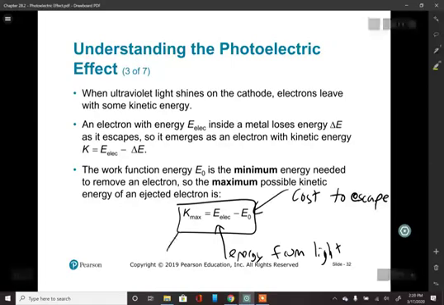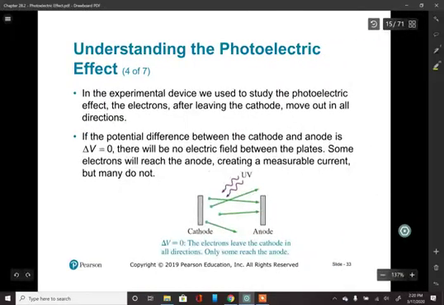And so what we have left over is then how fast it moves, right? This is energy conservation. That's all it is. We put energy in, we pay a cost of that energy, the amount that it takes to get away from the metal, and we have some energy left over. We'll come back to some more calculations with this, so don't worry about the details yet.